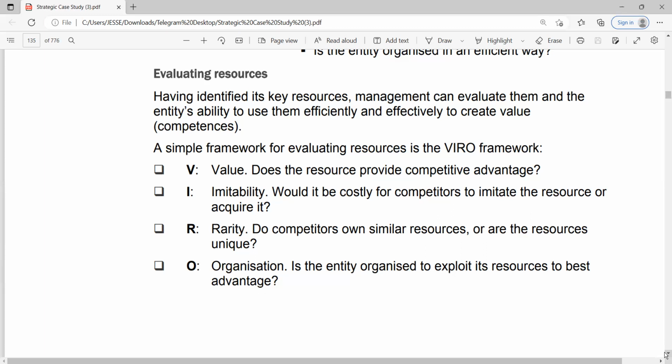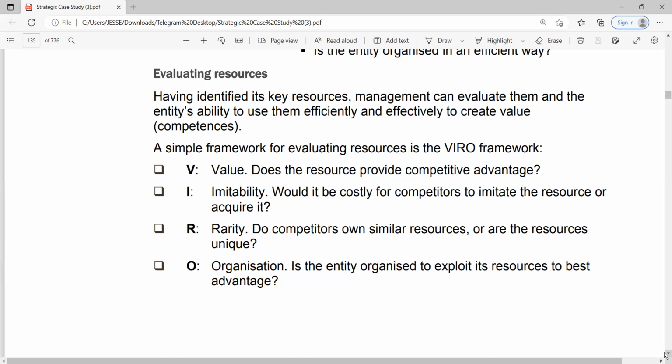When we say imitability, it comes from the word imitate. Is it easy for competitors to imitate this resource or even acquire it? Is it easy or is it difficult? Here it says, would it be costly for competitors to imitate the resource or acquire it? Then you are looking at rarity, how rare a resource is. If it's rare, it means it's unique, it's scarce, right? So in rarity, we are looking at, do other competitors own similar resources or are the resources unique?